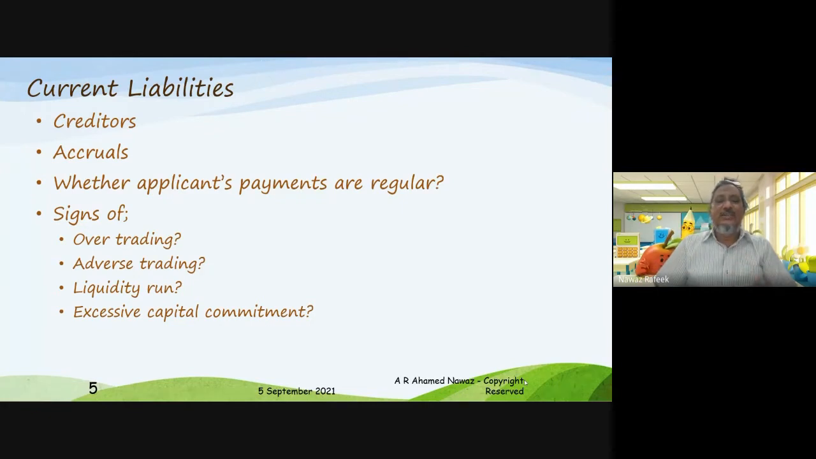What is the customer's capital commitment and the capital need? Any excessive capital will lead to negative performance of the business. We can work out the asset turnover ratio. Later we'll discuss these ratios: asset turnover ratio, equity to profit ratio. So it will give you some sort of sign about the customer performance.